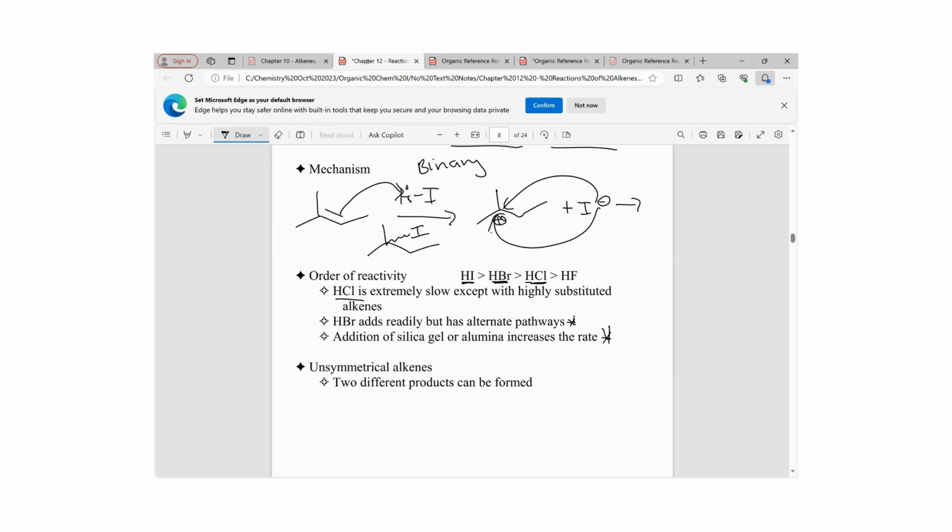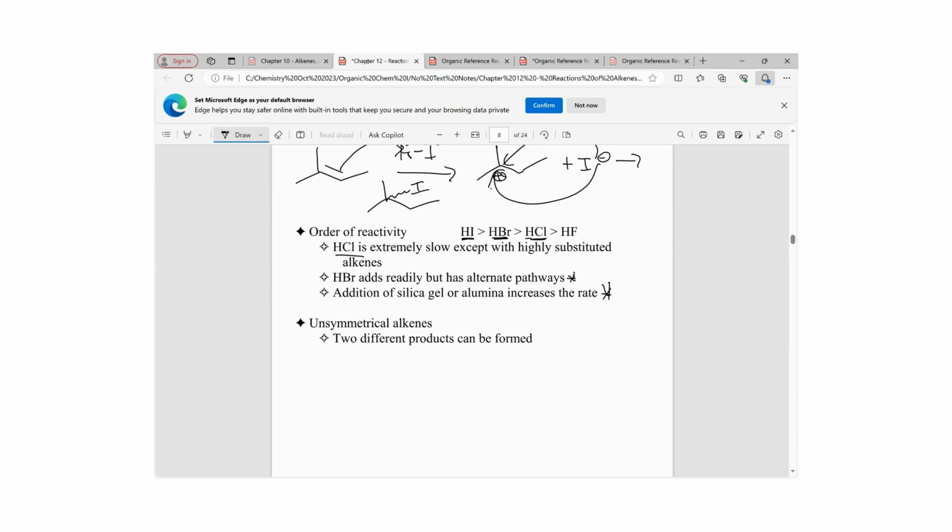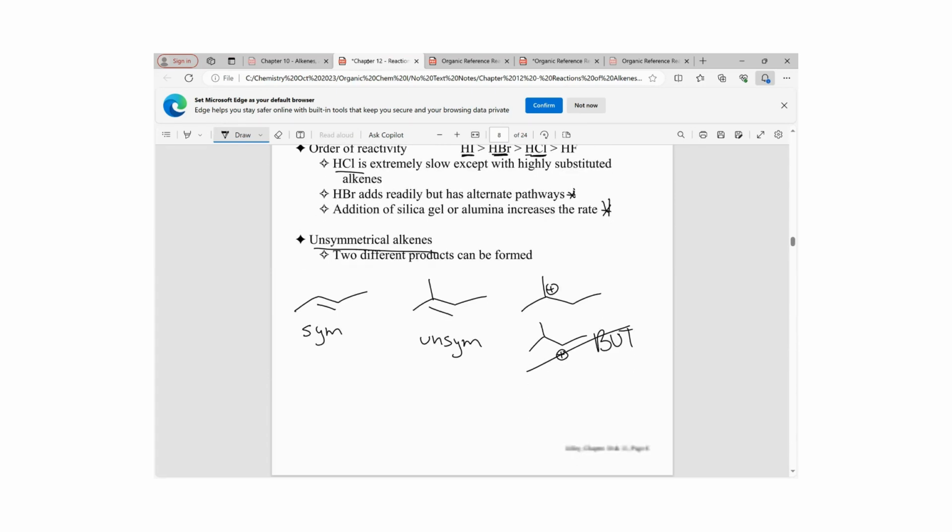Now, what happens when you have unsymmetrical? So this would be considered a symmetrical, and this one that we keep doing over and over is considered unsymmetrical. And so the unsymmetrical just means that you have this possibility and that possibility, but that is not the most stable carbocation, so that is why we don't show both of them. We only show the Markovnikov product because it's the most stable carbocation.